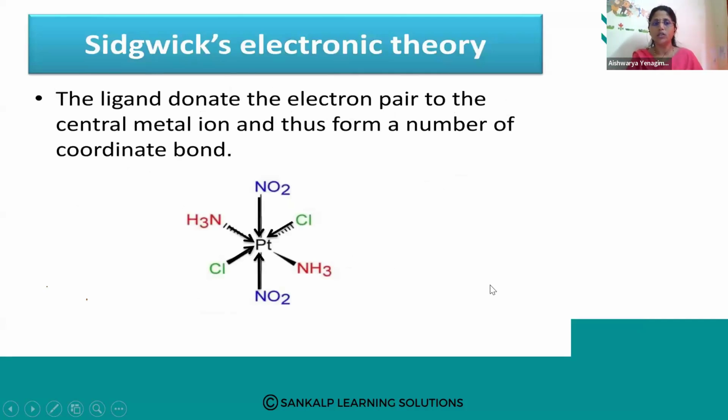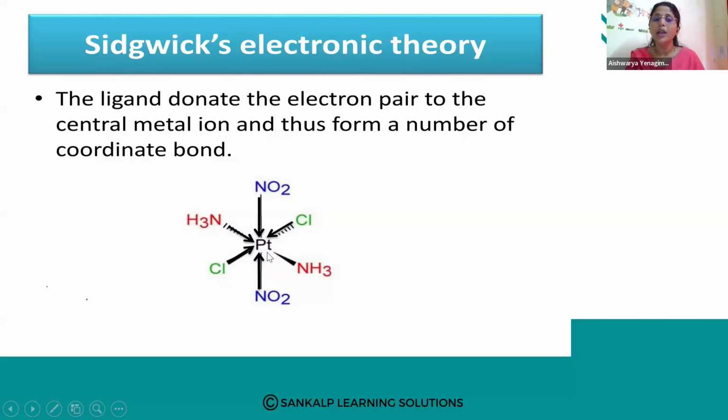What does Sidgwick's electronic theory say? The ligands donate electron pairs to the central metal ion and thus form a coordinate bond. We know this, correct? So here platinum is my central metal ion, central metal atom. Which are the ligands? There are two NO2, two Cl, and two NH3. So they are going to donate the electrons to whom? To the central metal atom.